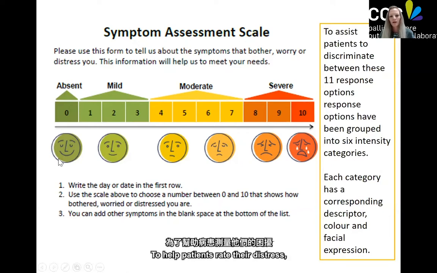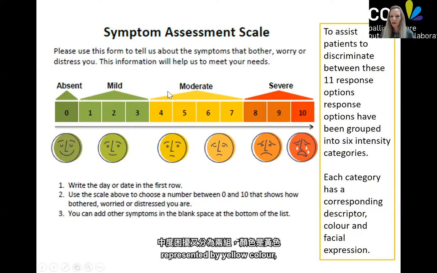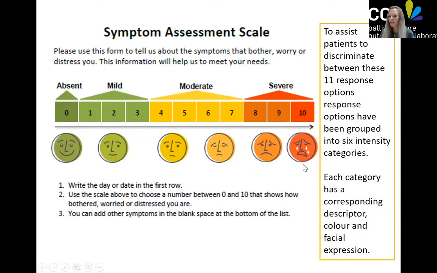To help patients rate their distress, we've actually grouped the numerical scale into 6 intensity categories, and we've assigned a colour and a corresponding face. So the mild range of symptom distress is 1, 2, 3. Moderate is broken into 2, represented by yellow colour, 4 and 5, and 6 and 7, and severe 8 and 9 in one group and 10 on its own.